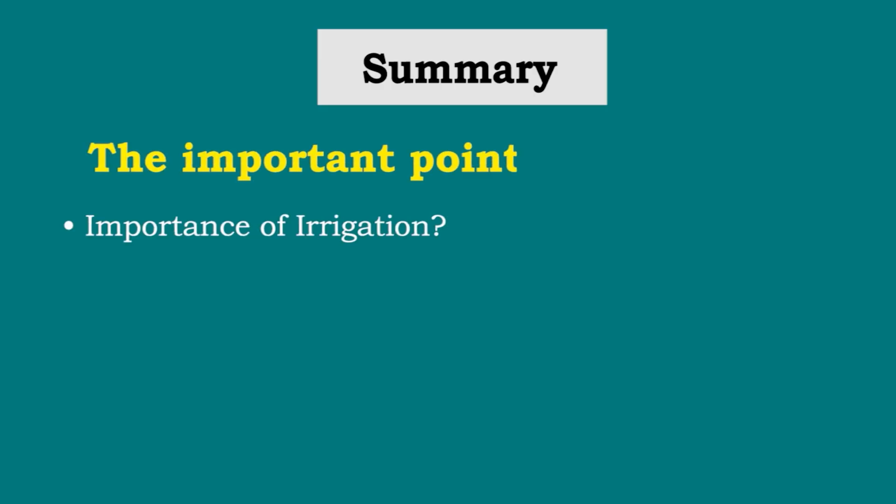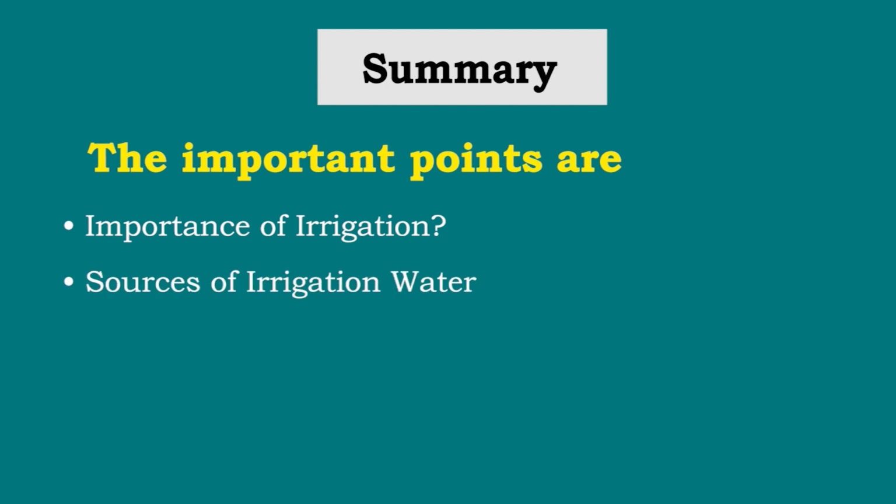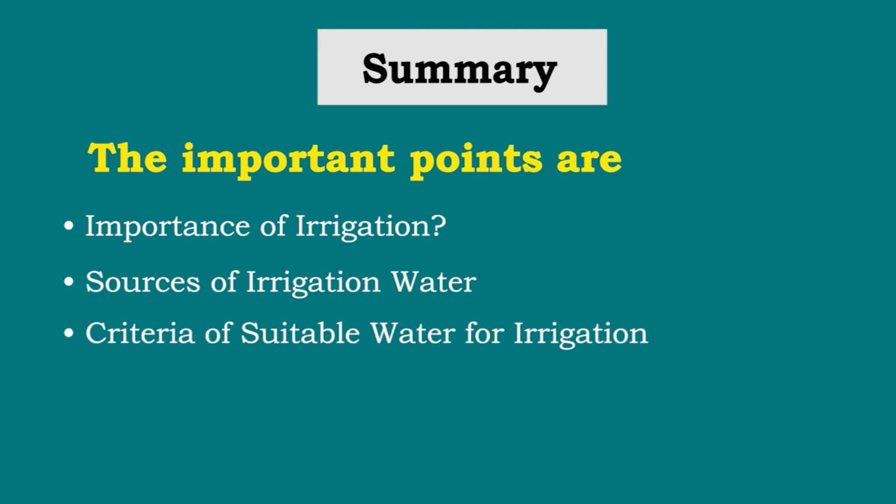Summary. So students, let us revise what we have learnt in this video. The important points are importance of irrigation, sources of irrigation water, criteria of suitable water for irrigation, and quality testing instruments. Thank you.